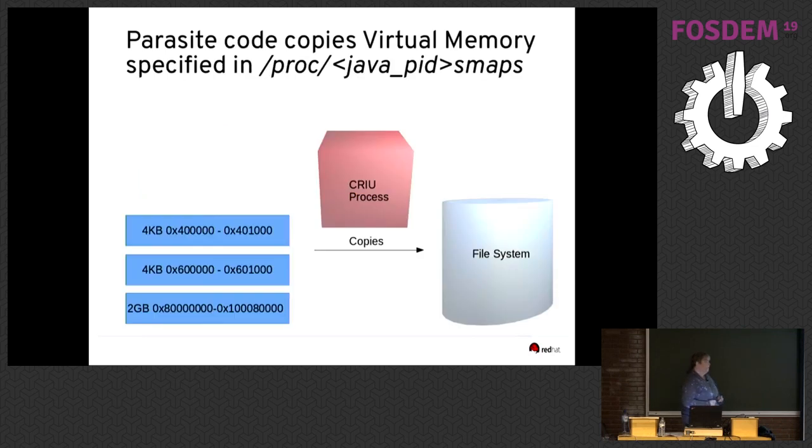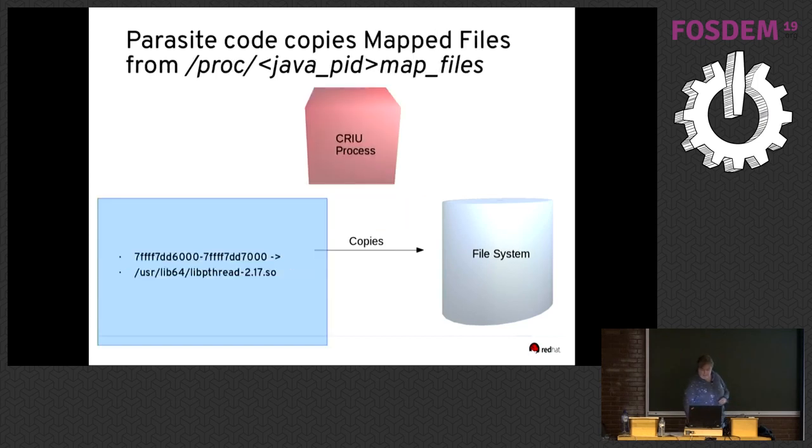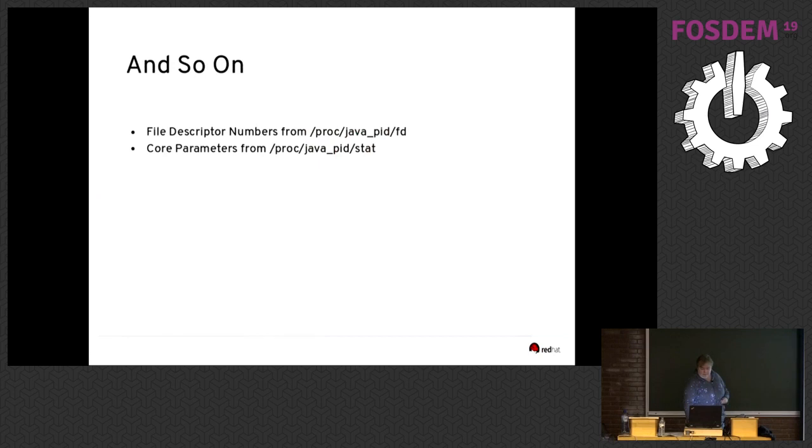So one thing that it can do is copy all the virtual memory, right? And this is from SMAPs. So it can copy all of the contents of all your auxiliary data structures. This was my heap. All of these things get copied out to the file system. And it's very fast. And you have mapped files, and those all get copied over there too, because they're somewhere else in the proc structure, and so on. Basically, the file descriptor numbers, the core parameters, everything, you can get access to everything.